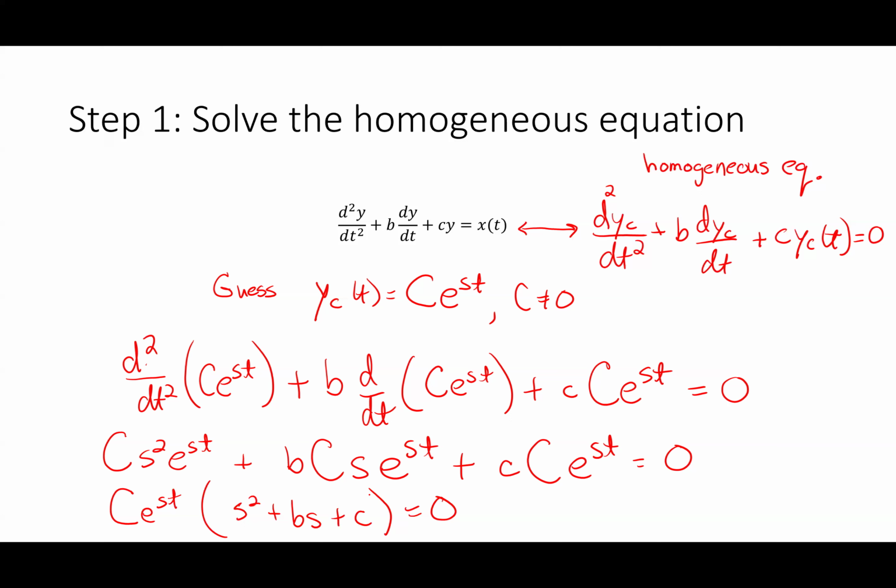The s squared. Yeah, this guy we call the characteristic equation because he tells us a lot about the characteristics of this thing. All right. So I have s squared plus bs plus c equals 0. What did I mess up? Okay. All right. Before I go to my next slide, I'm going to go up here. s squared plus bs plus little c equals 0.